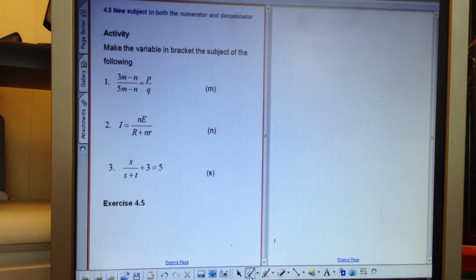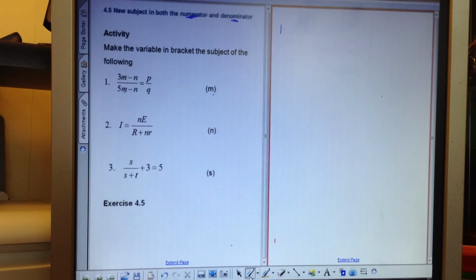We are now looking at video 4.5. The new subject is found in both the numerator and the denominator. For example, over here we have m as a numerator and m as a denominator, and we want to make m the subject. So let's get started.